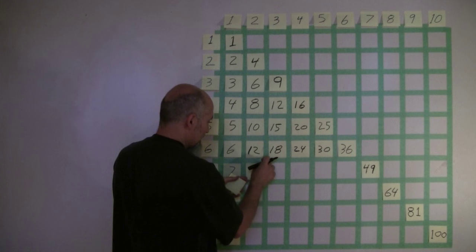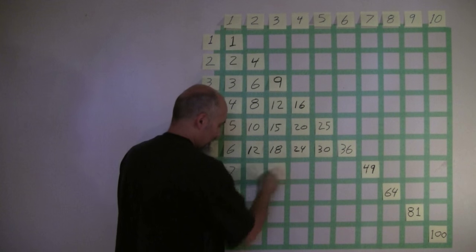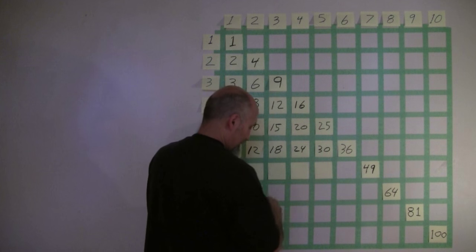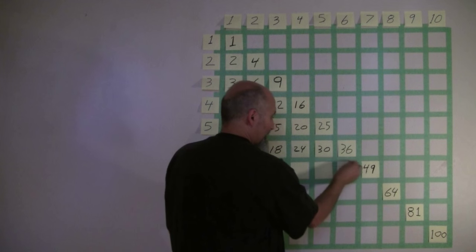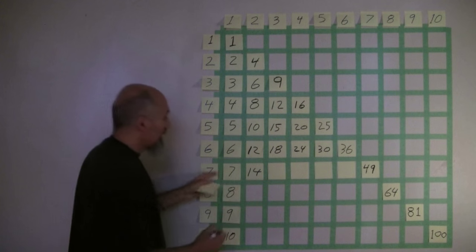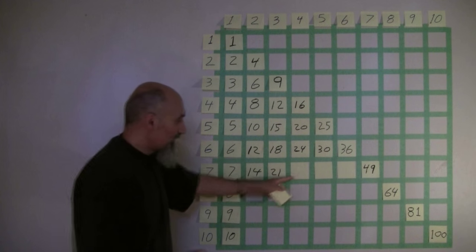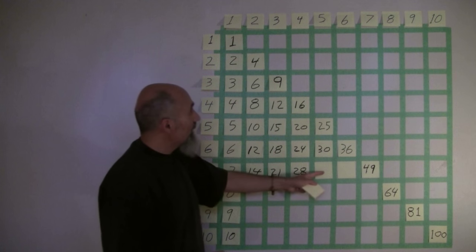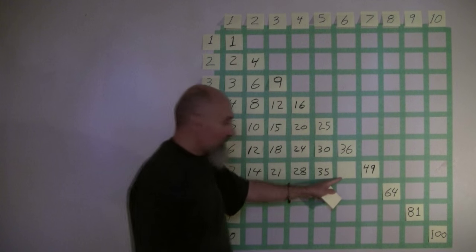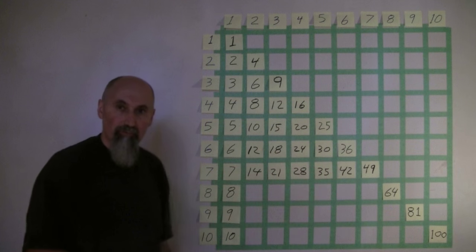Let's do 7. Seven times 2, 14. 7 times 3, 21. 7 times 4 is, add 7 to 21, you get 28, right? 7 times 5, add 7 to 28, you get 35. 7 times 6 is 42. 7 times 7 is 49. 7 sevens added together gives you 49, right?